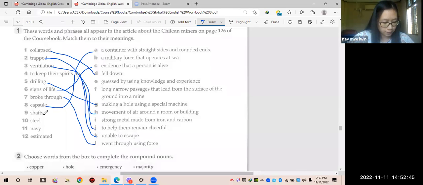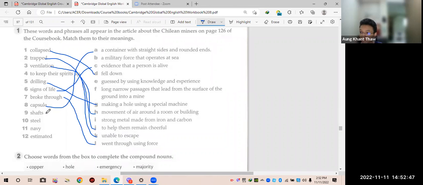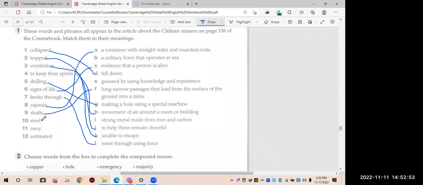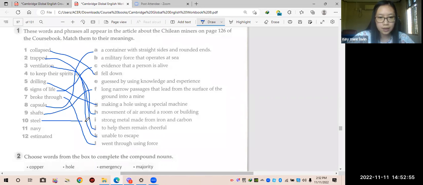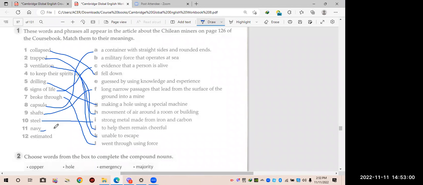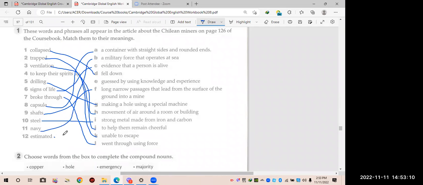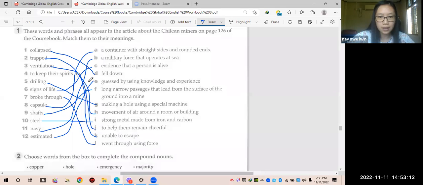So how about shaft? F, long narrow passage. Okay. How about steel? I, strong metal made from iron and copper. So how about navy? B, military force that operates at sea. So the last one, estimated. E, guessing, right? Guess by using knowledge and experience.